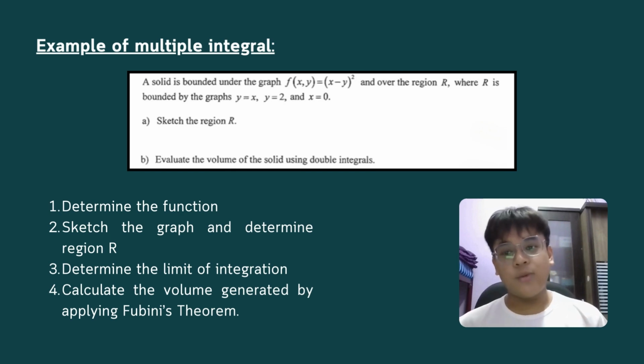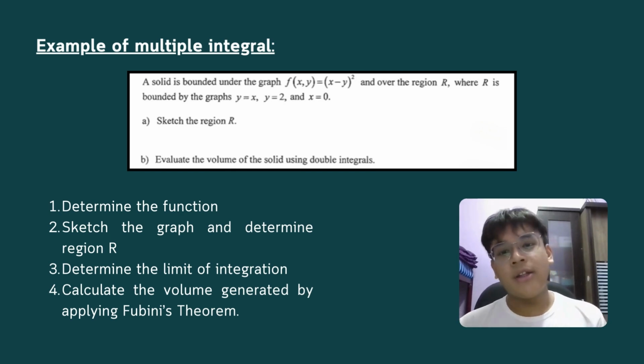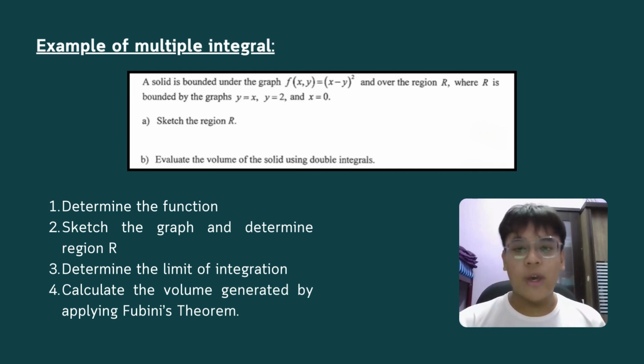Now let us proceed with the examples of the multiple integrals. The question states that a solid is bounded under the graph and over the region R, where R is bounded by the graphs y equal to x, y equal to 2, and x equal to 0. For part A, we have to sketch the region of R. Part B, we have to evaluate the volume of the solid by using double integral methods.